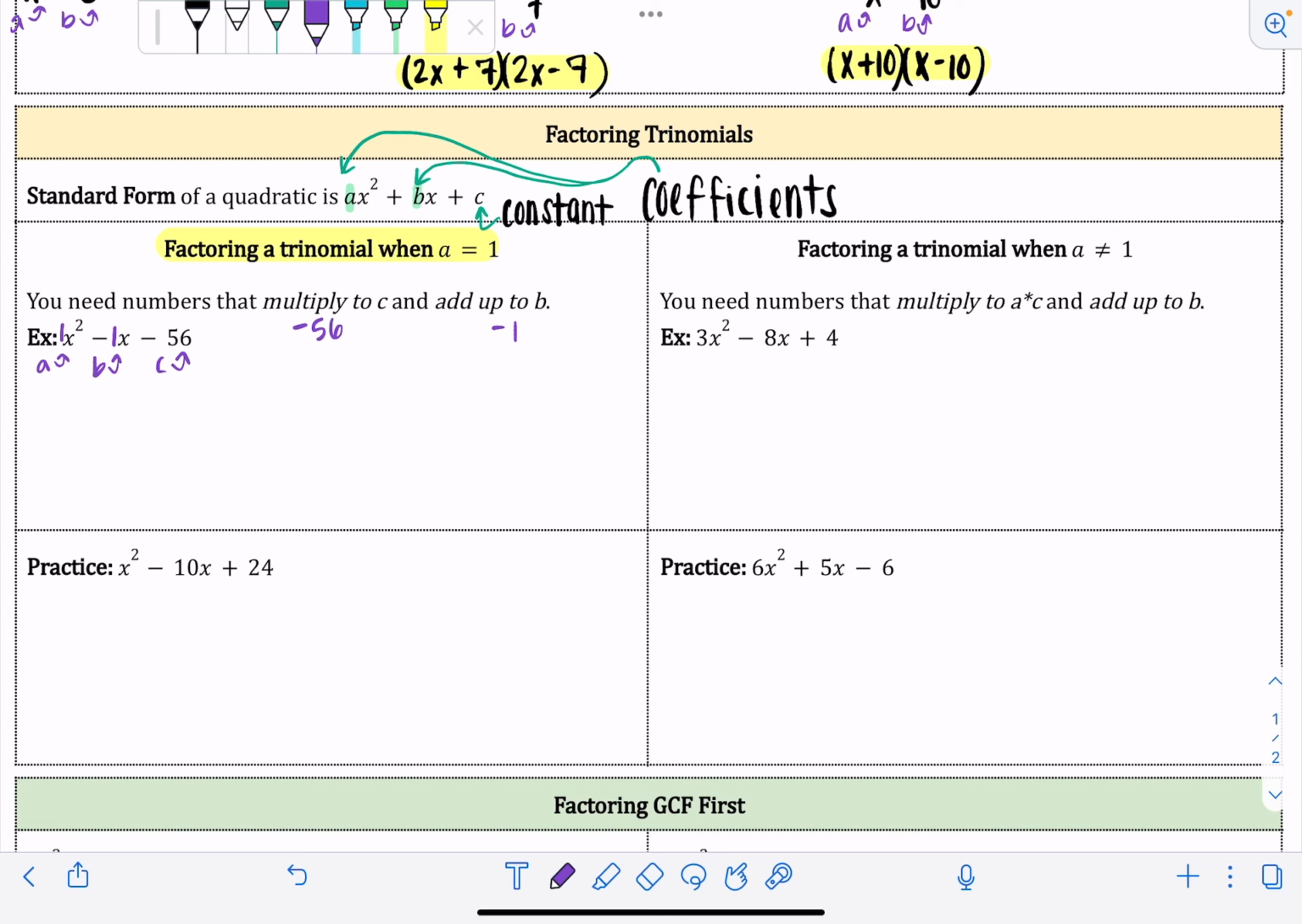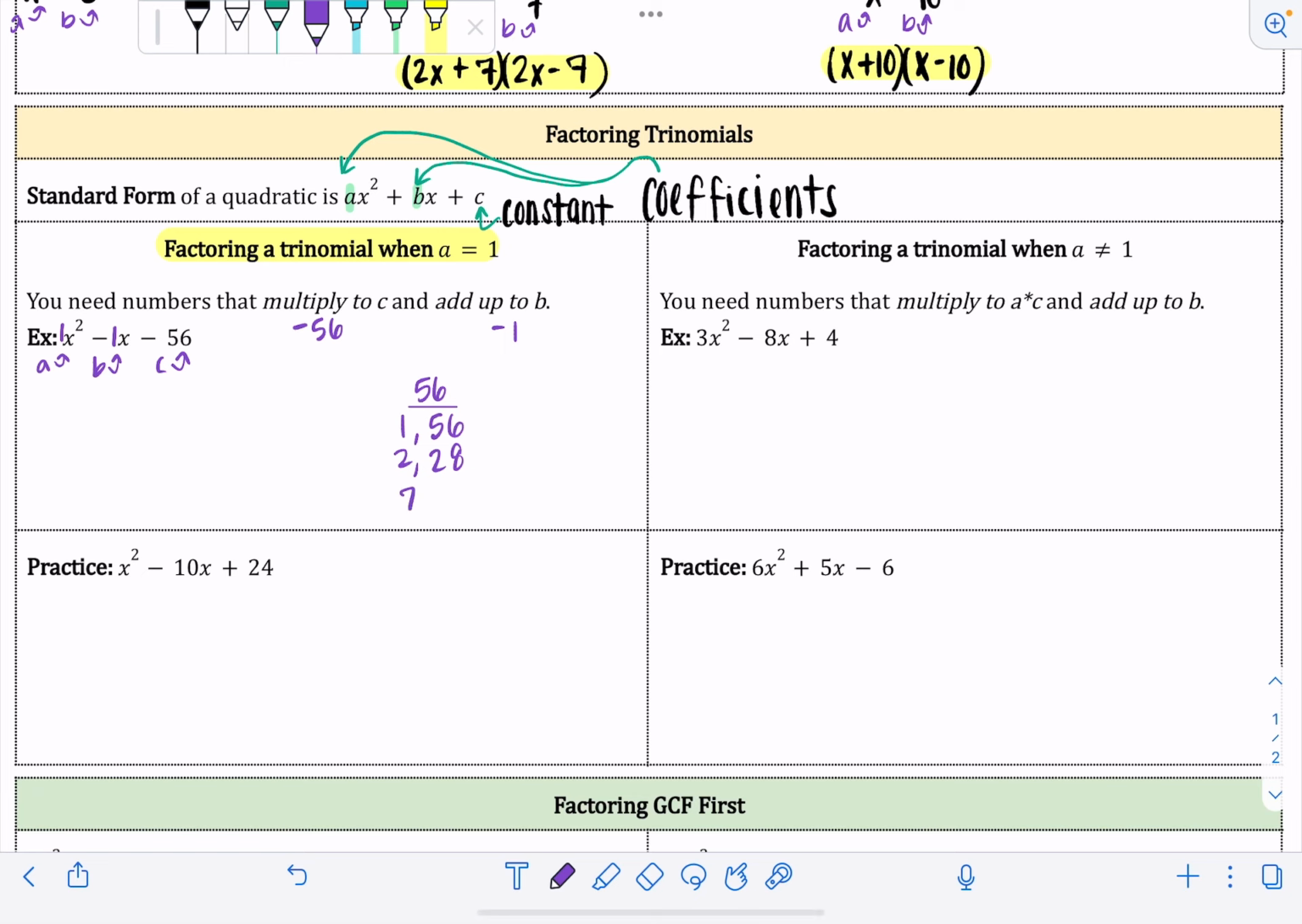So I'm just going to list some of the factors of 56. Probably the first one that comes to mind is going to be the one that we use. But don't forget, you can always do 1 times the number, 2 times 28. And you don't have to list them all out. You can stop when you get the correct one, but just as a review of how to find the factors.